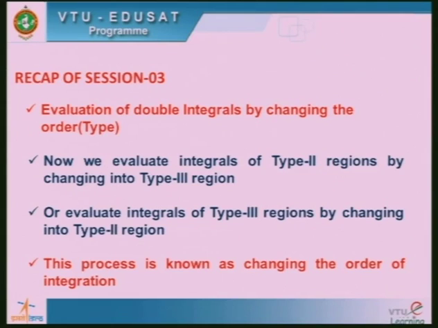Quickly we recap the last session. In the last session we did the evaluation of double integrals by changing the order. There were two types of regions, type 2 and type 3. We can evaluate the integral by changing type 2 to type 3, or we can evaluate the integrals of type 3 by changing into type 2 region. This process is known as change of order of integration.